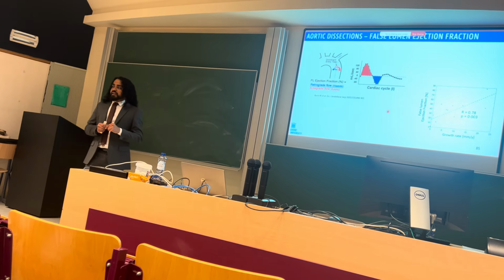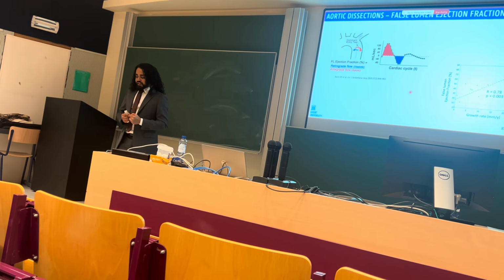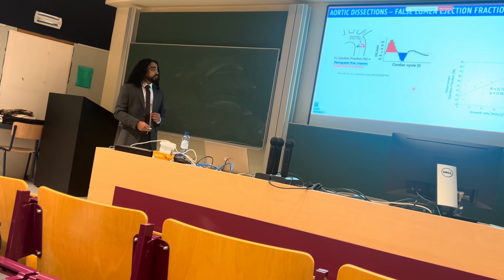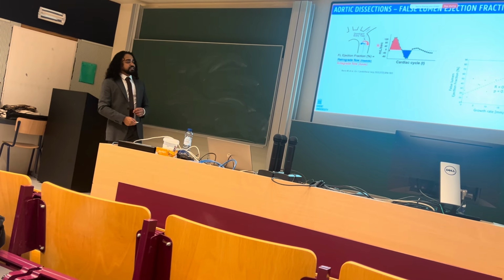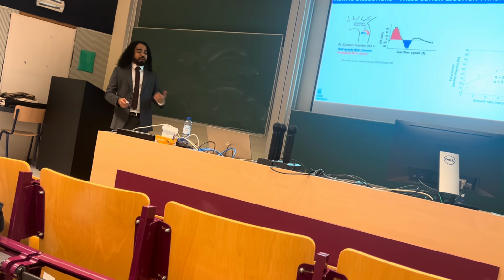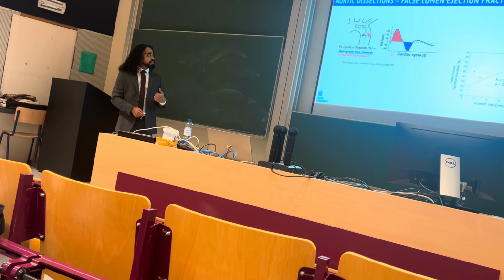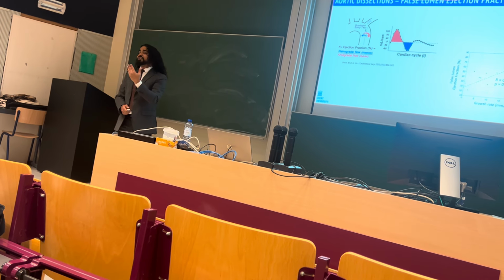One parameter of interest which I would like to discuss would be the false lumen ejection fraction, because this is really strongly associated or correlated with growth. What false lumen ejection fraction represents is, let's say you have a tear, the amount of flow that exits the tear in your diastolic phase, which is represented in blue, and the amount of flow that enters the tear in your systolic phase.